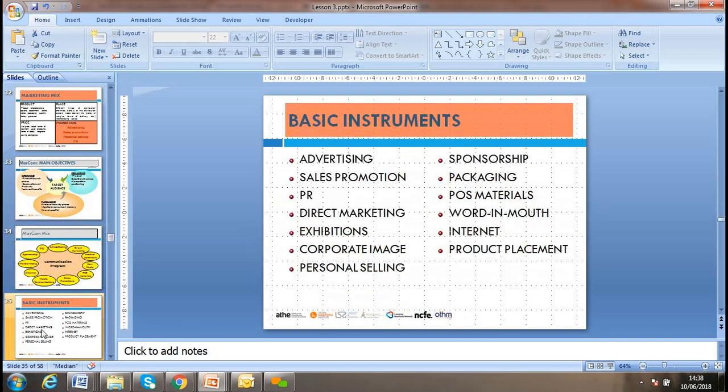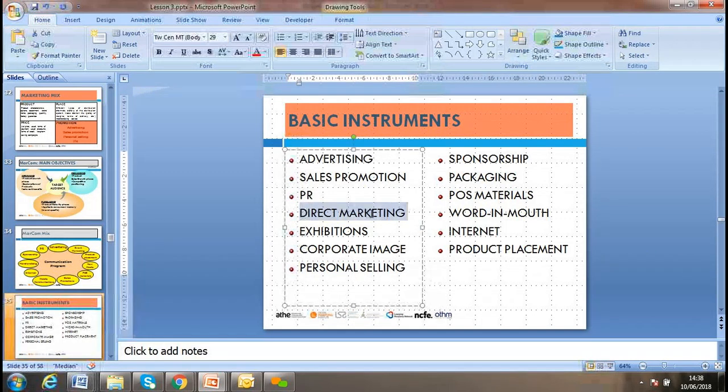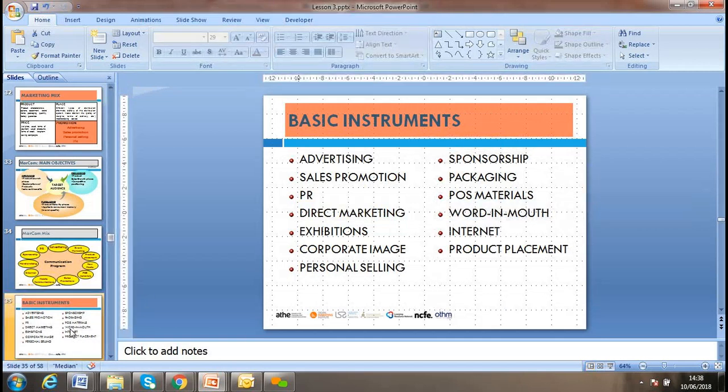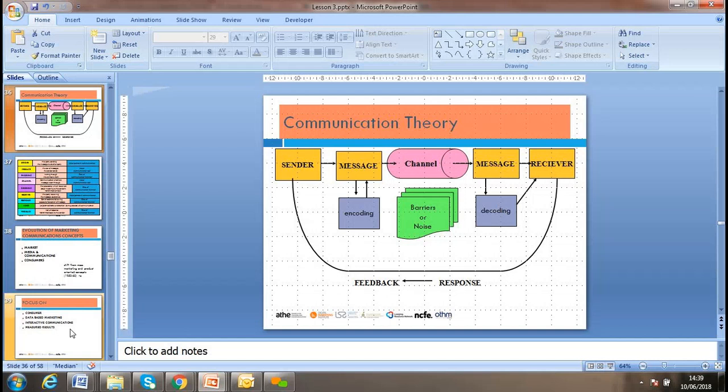Then the basic instruments we can use to deliver our message. These are advertising, sales promotion, public relations, direct marketing. Directly, sometimes we are receiving mails with our names: oh, you won the lucky draw, you're entitled to this. And corporate image, personal selling. So these all come under word of mouth. Yes, that's really good. So we need to really decide which promotion as a marketing communication we will use.